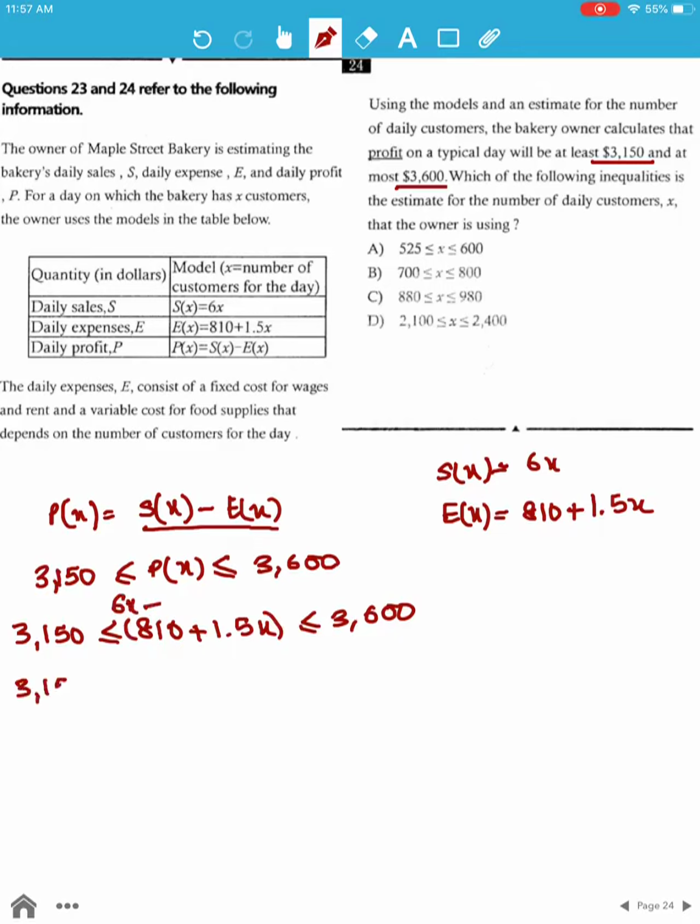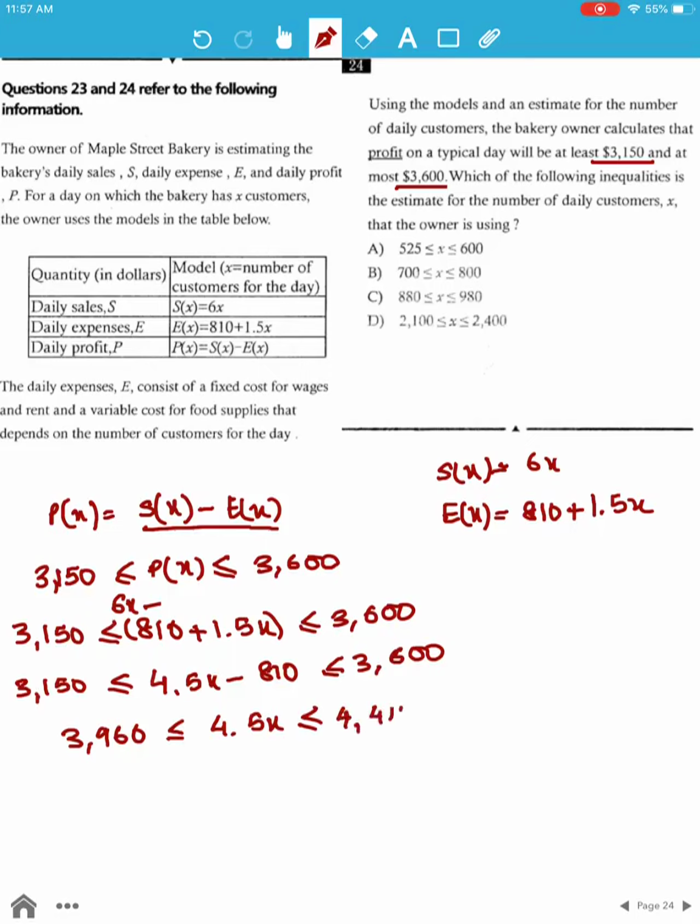So 3,150, and then we'll get 6x minus 810 minus 1.5x, which is 4.5x minus 810, and is less than or equal to 3,600. Now we need to add 810 on both sides and we'll get 3,960, and this has to be greater than or equal to 3,960 and it has to be less than or equal to 4,410.